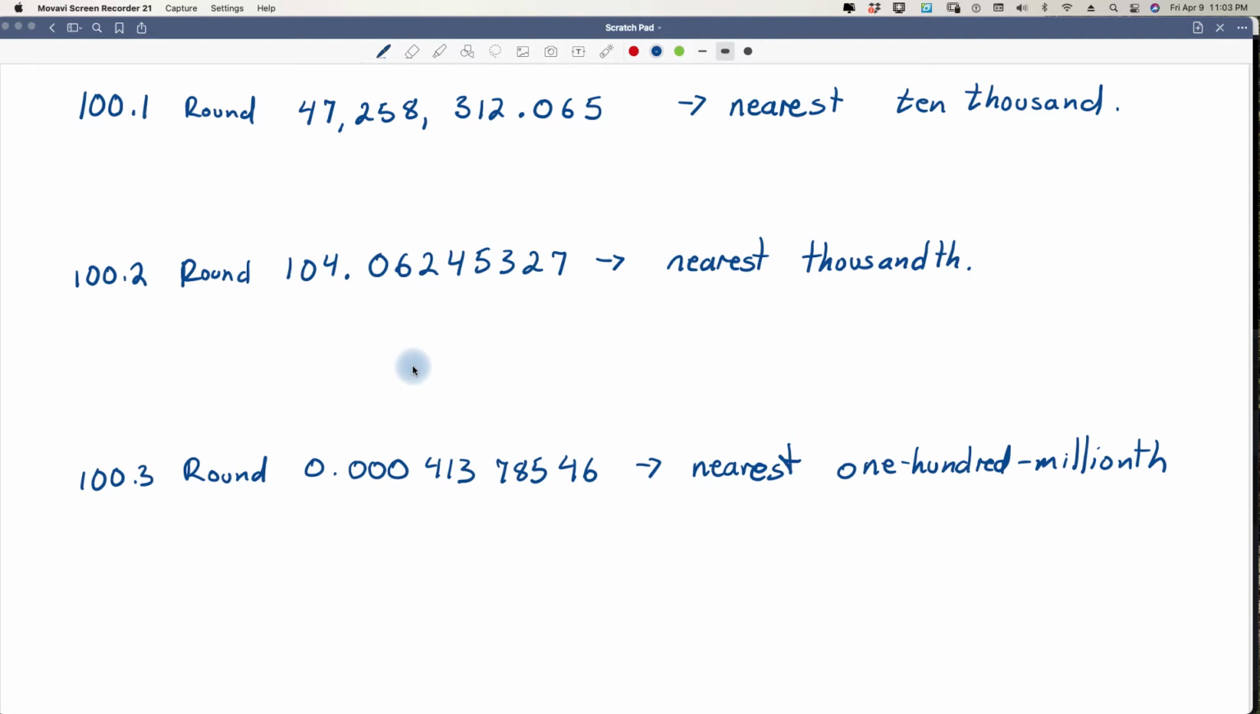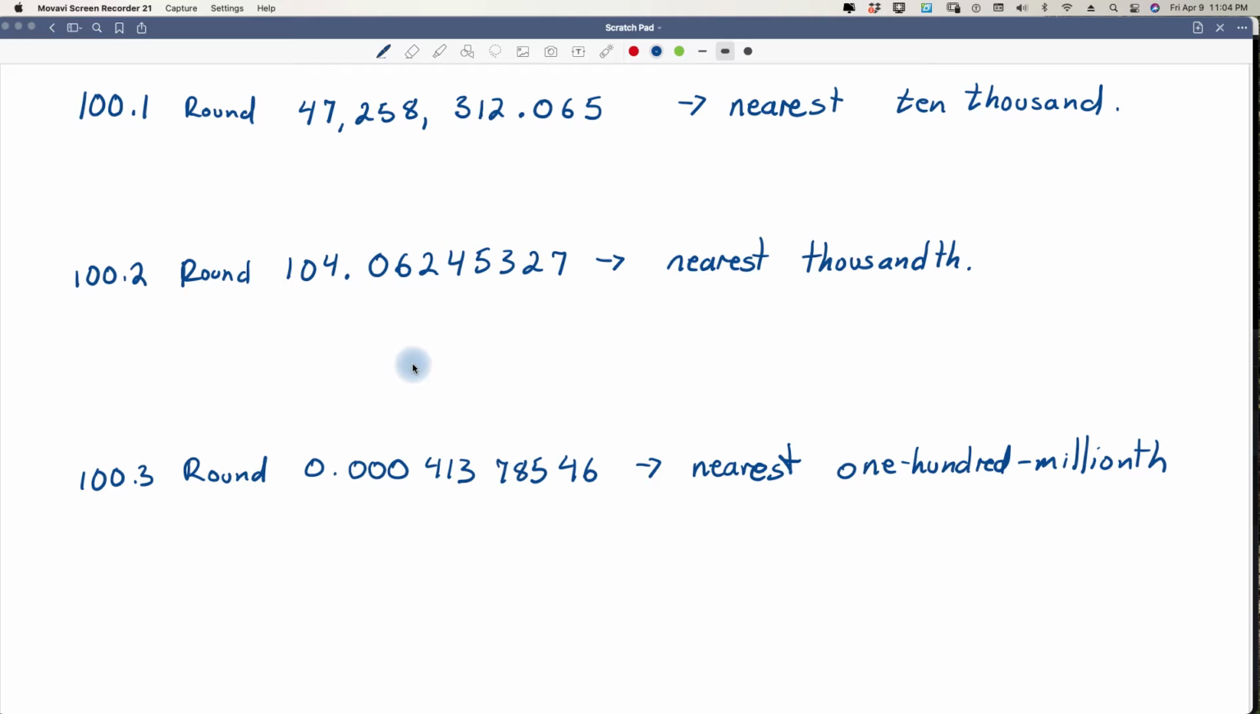So we have a rule that says if the number next to the place value that you desire to round to is greater than or equal to 5, you round the following number up 1. What that means is this. We're going to jump into example 100.1.